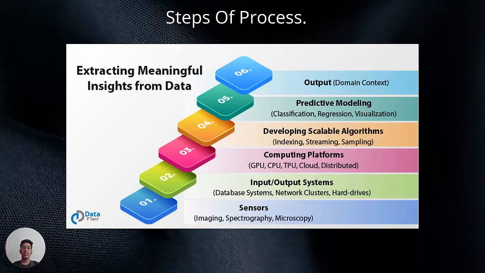The steps of the process, the insights of data. The first step is sensors, and the next step is input and output systems. The third step is computing platforms, and the fourth step is developing scalable algorithms. The fifth step is predictive modeling, and the last and final step is output, or where the domain context exists.